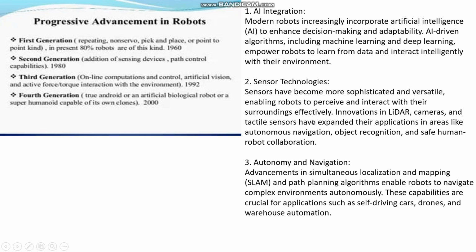They are using different kinds of sensors, like innovations in lidars and cameras. Tactile sensors have expanded their application areas like autonomous navigation, object recognition, and safe human-robot collaboration. These are all good interactions.